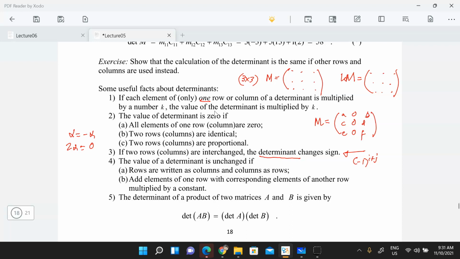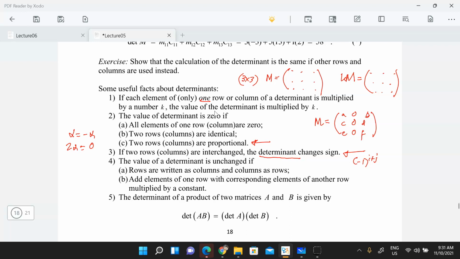Okay, the determinant is unchanged if the rows are written as columns. So you swap the columns and rows. And then the one that's supposed to explain this one is this one. You add elements of one row with corresponding elements of another row multiplied by a constant. That also will not change the determinant.